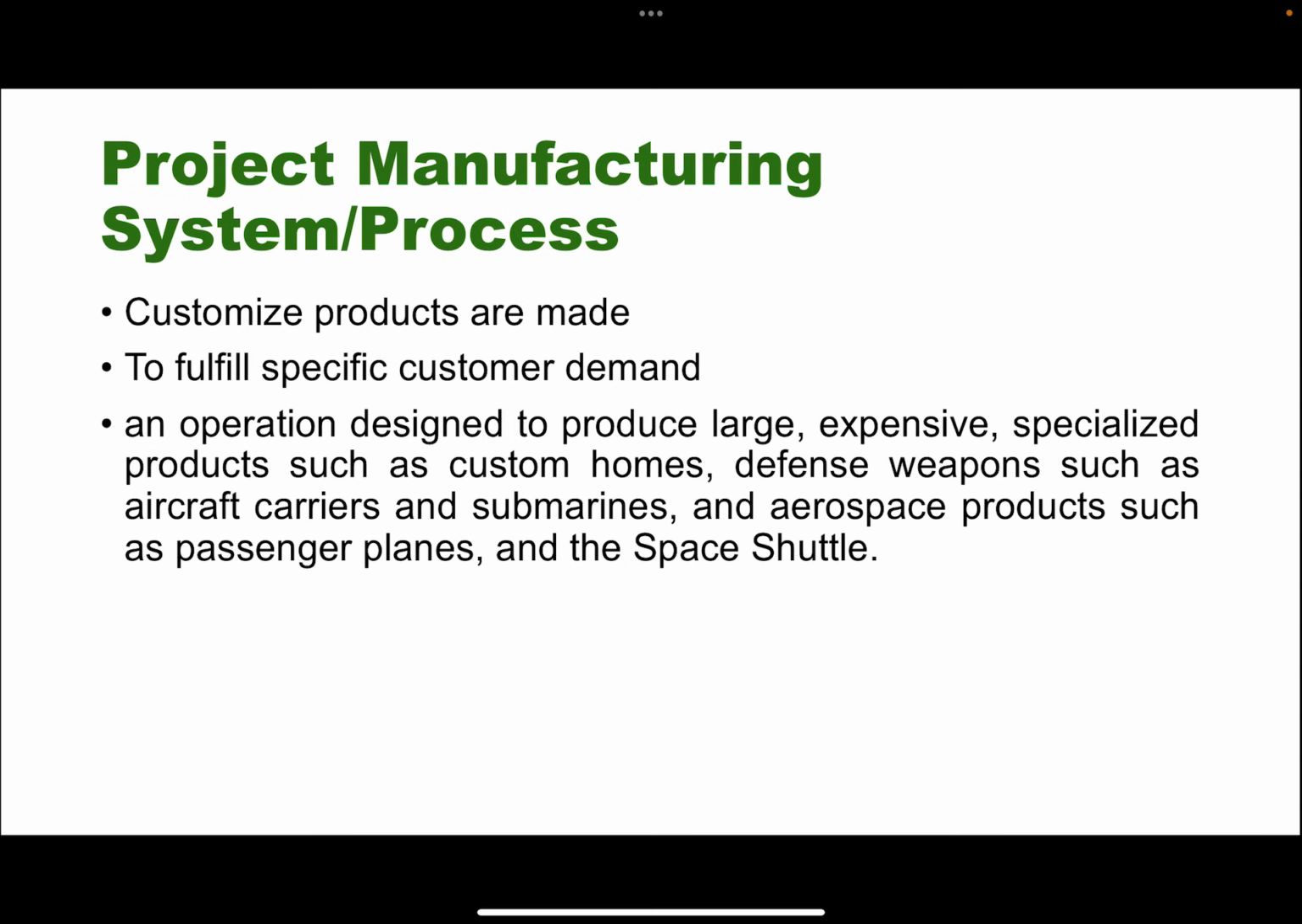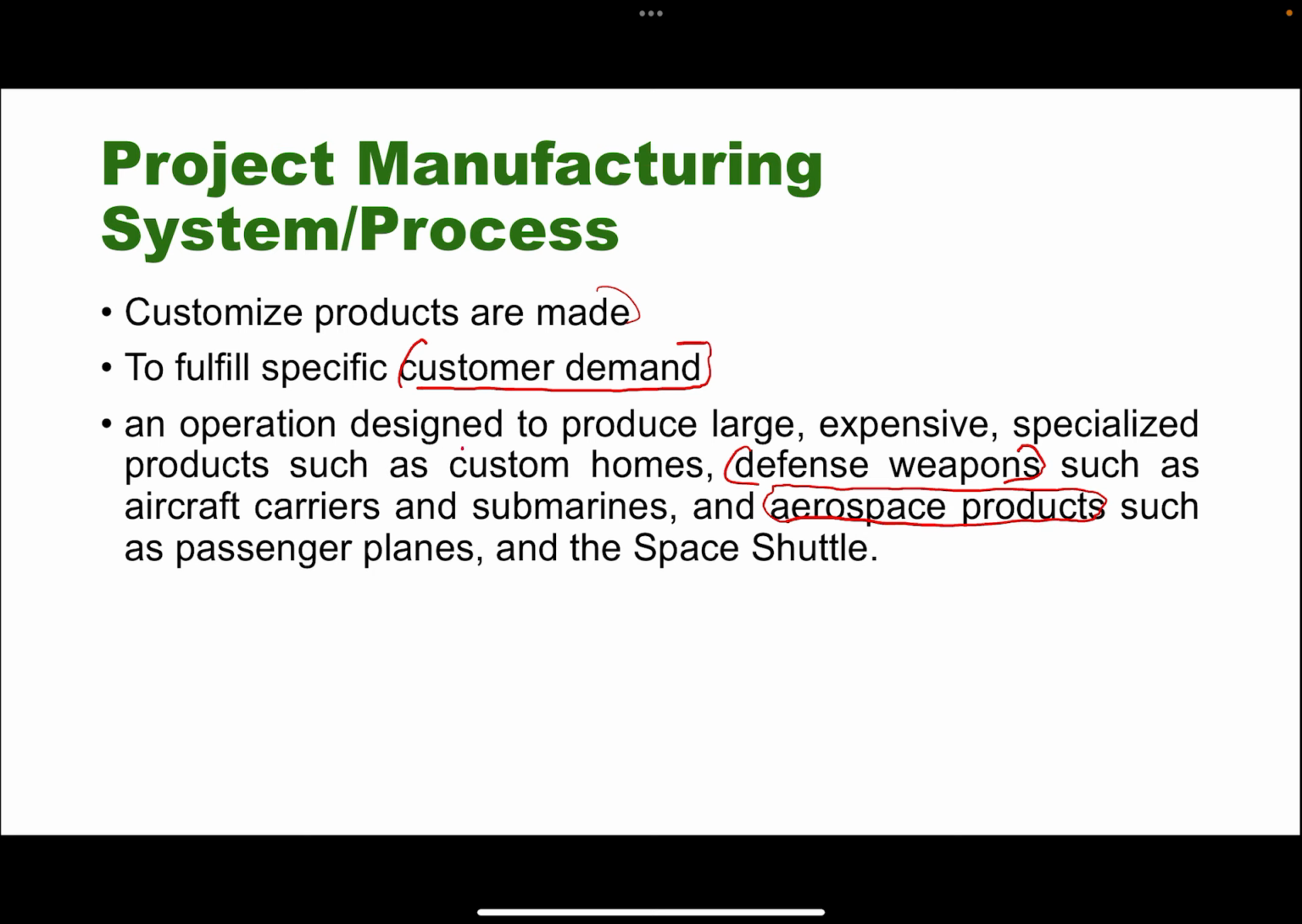And next we have the project manufacturing system or process. Here customized products are made to fulfill specific customer demand. The best example can be an aircraft industry that gets a request to manufacture a particular aerospace product. So this is manufactured according to the demand. Similarly, defense weapons are manufactured by the concerned industries according to the demands of the customer.